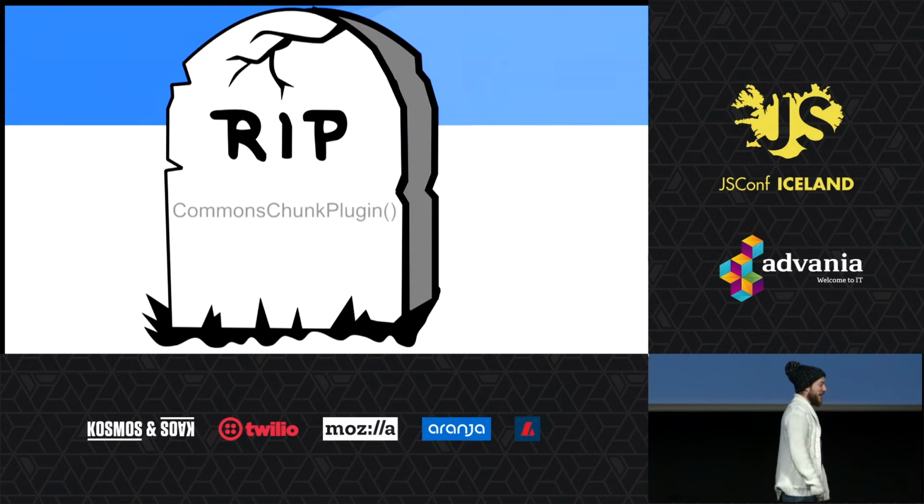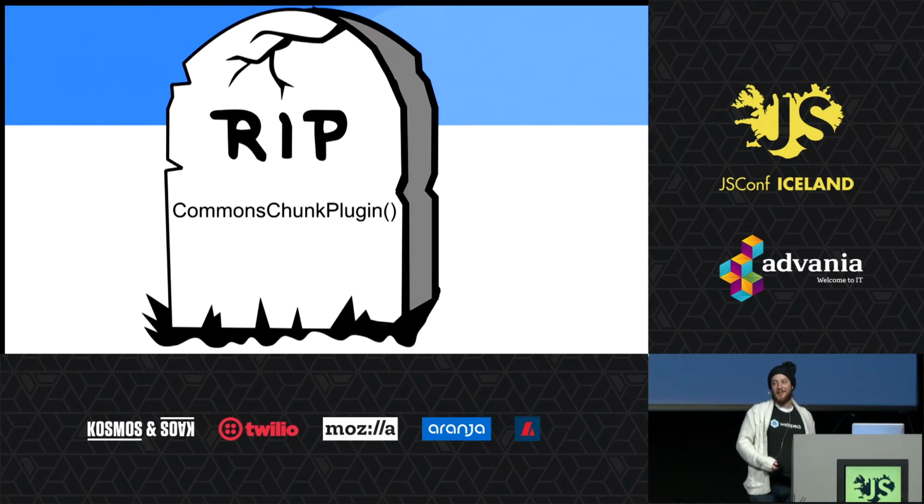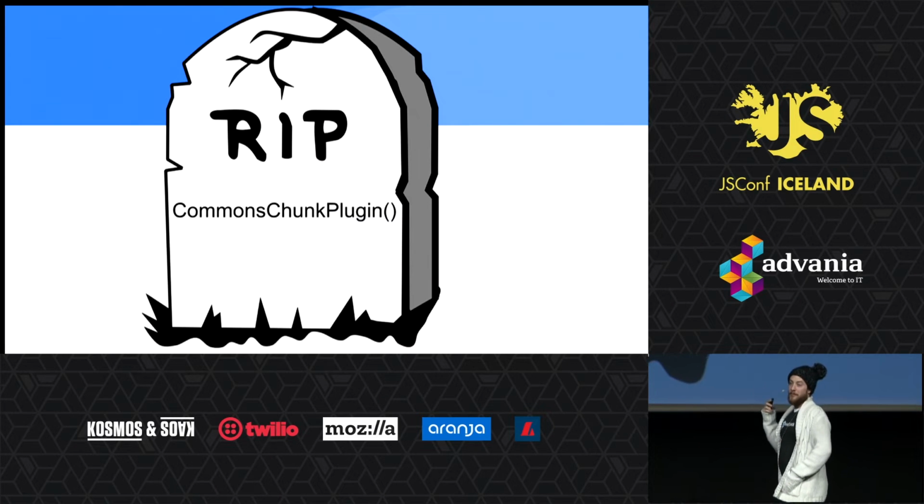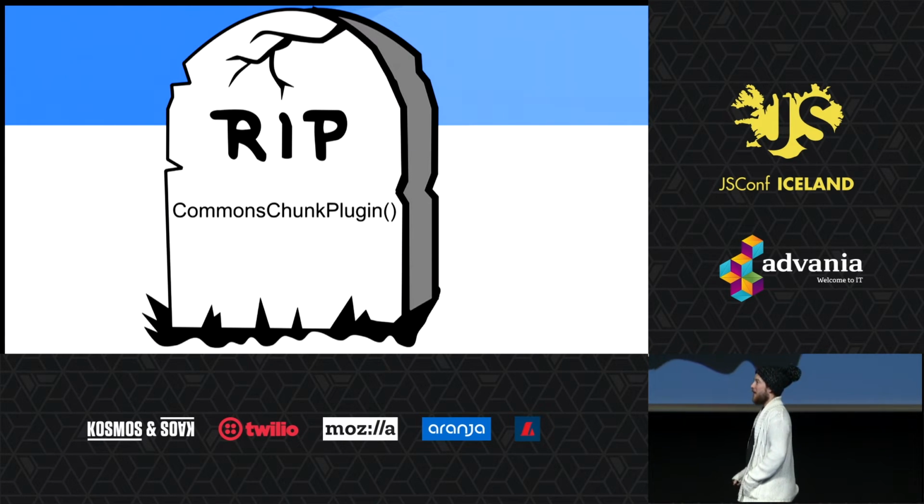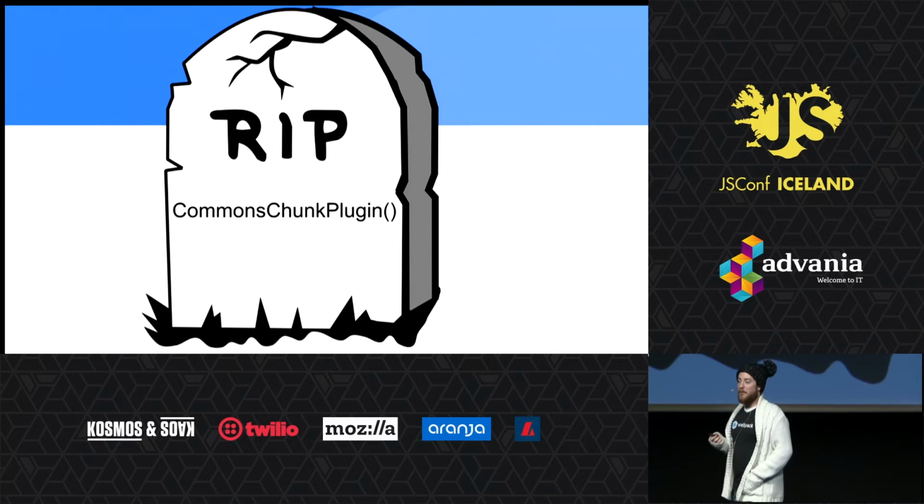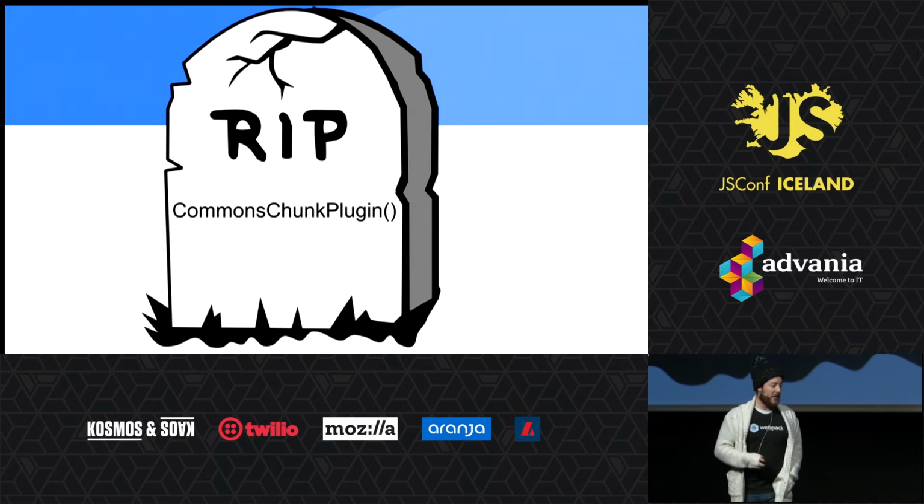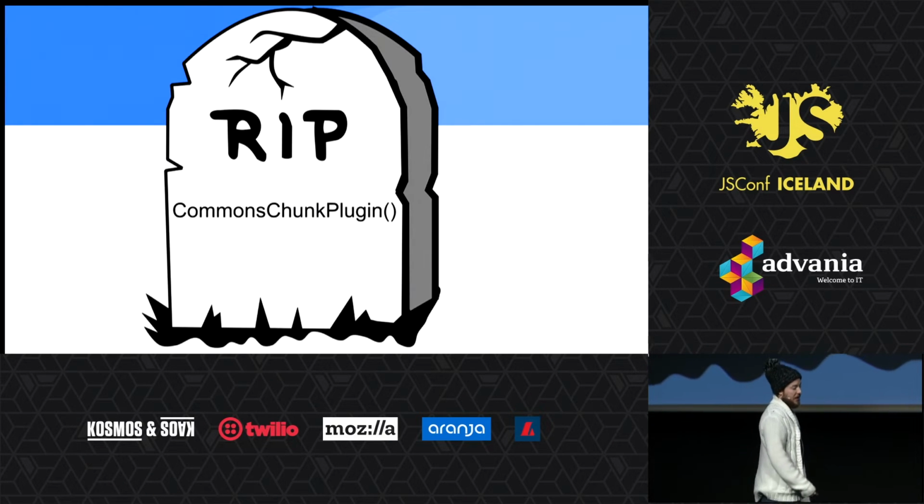But it also means getting rid of things that used to really cause us problems, like the Commons chunk plugin. In Webpack 4, it's gone. We've replaced it with an API that does much of this out of the box by default. But on top of that, we have properties that give you more control than Commons chunk did.